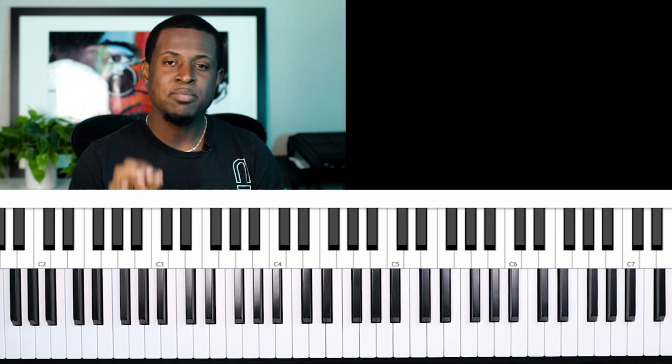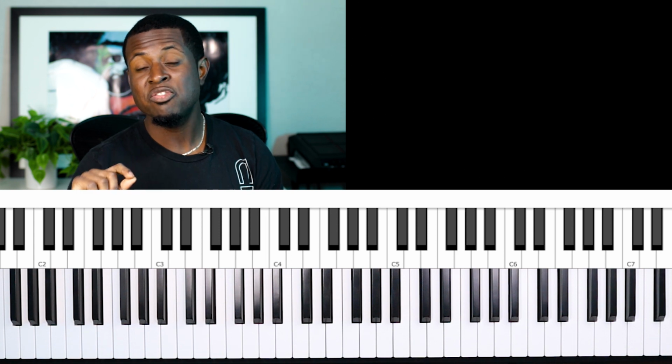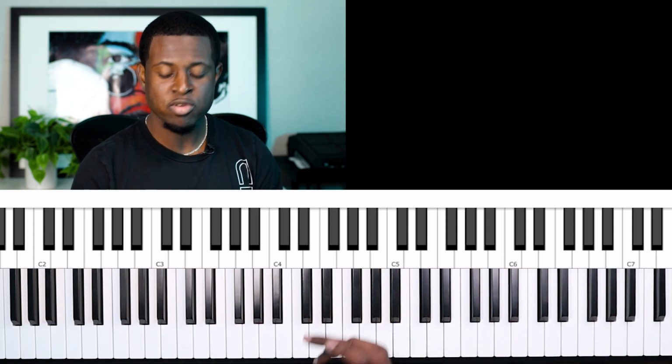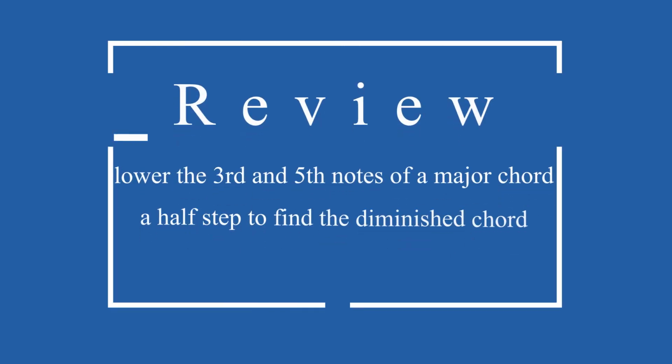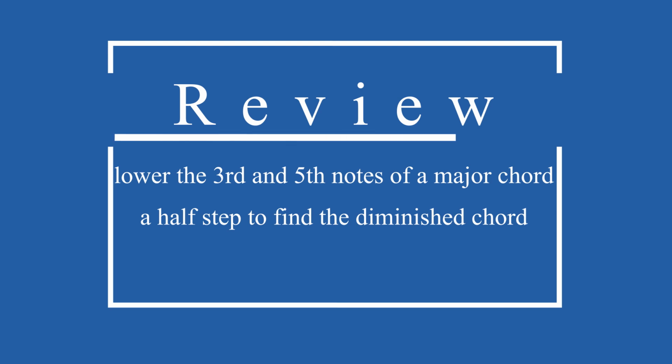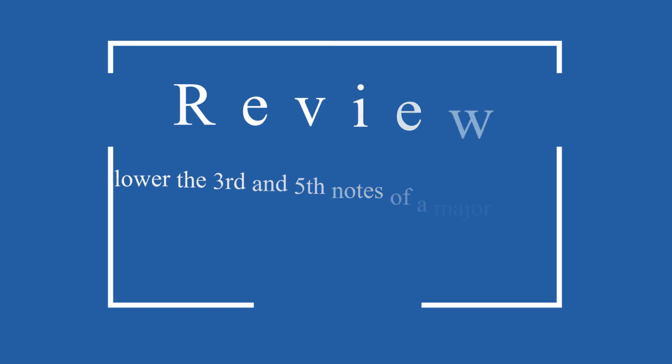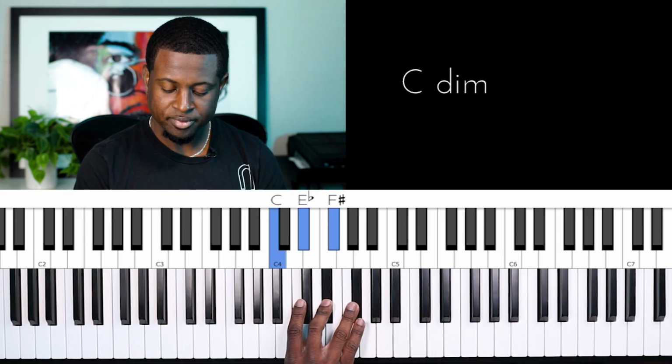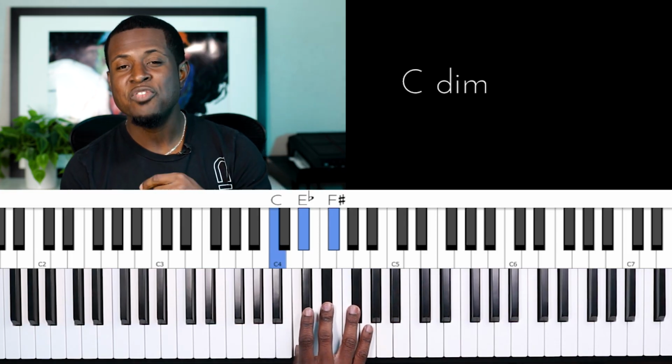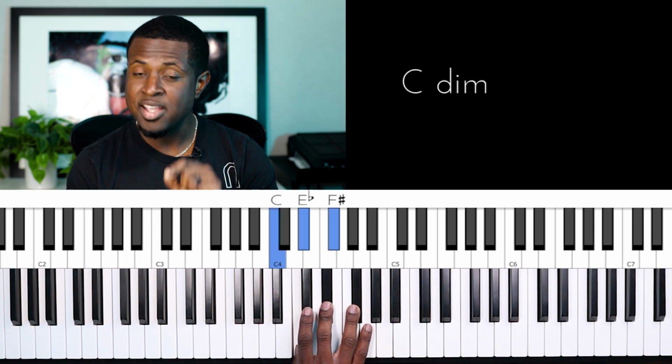When we first look at diminished chords, we were talking about how do you even find a diminished chord. Let's review that real quick. Let's look at a C major chord. To find a diminished chord, we're going to go to the third, flatten the third, and flatten the fifth. Now, how do you find a diminished 7th chord?